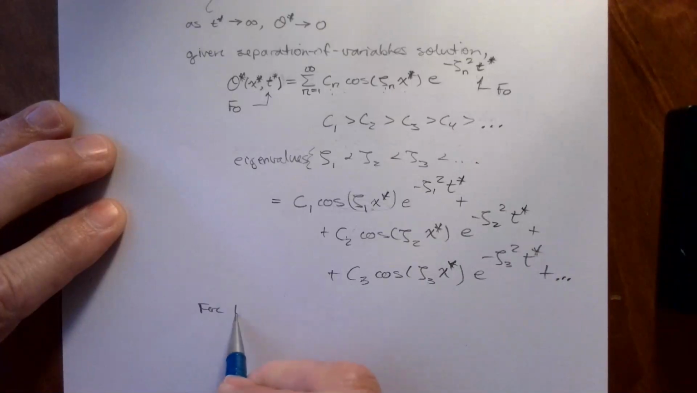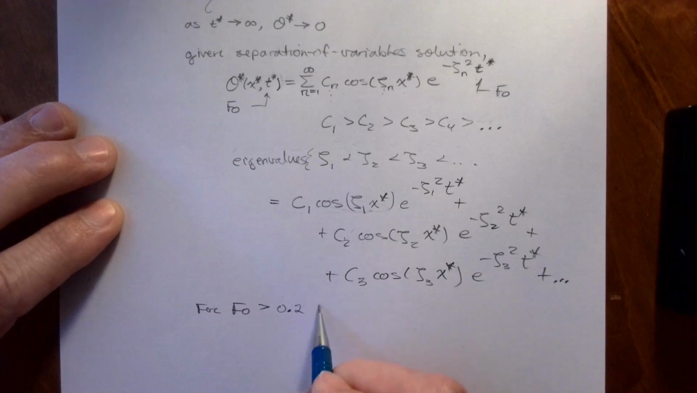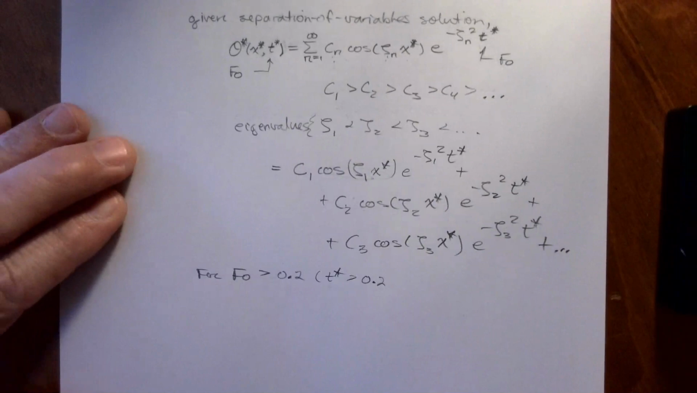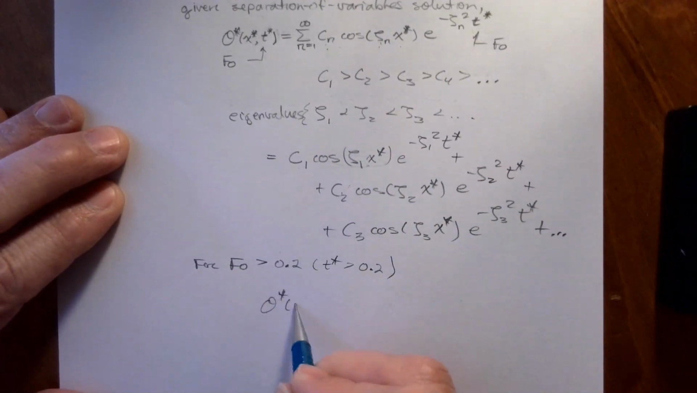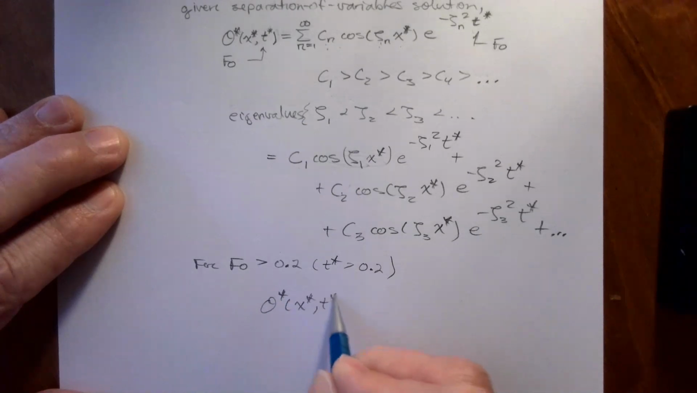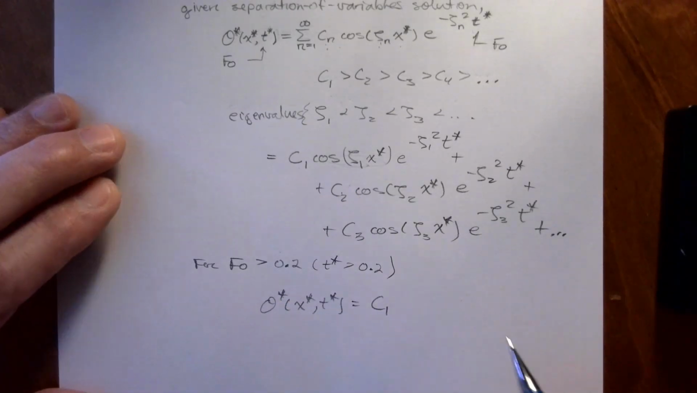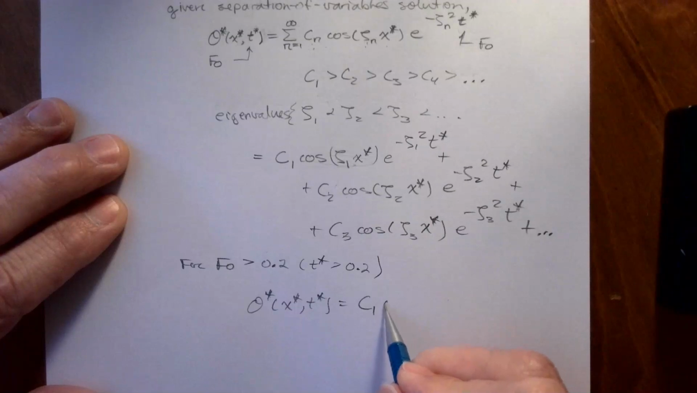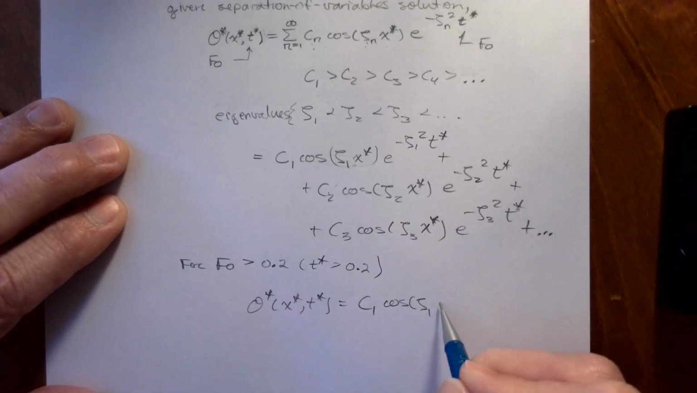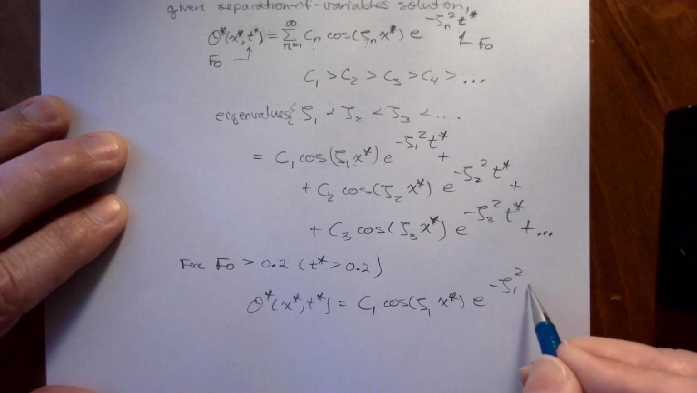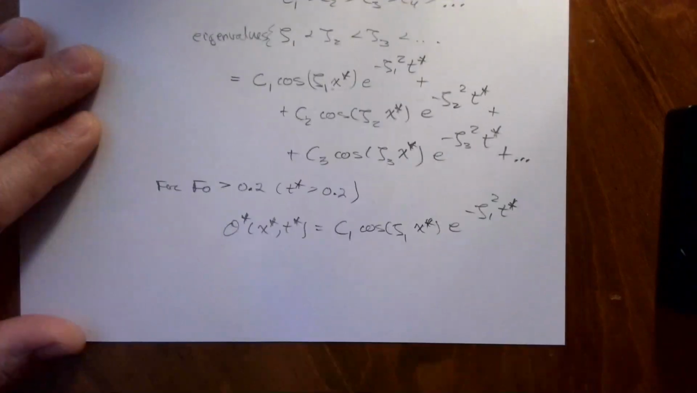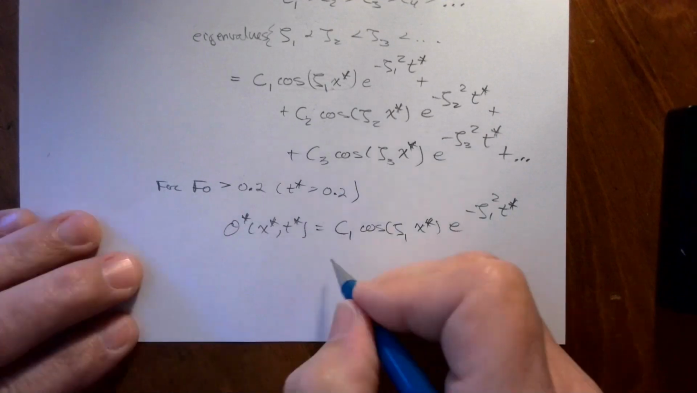So for the Fourier number greater than 0.2, which is the same thing as saying t star is greater than 0.2, then we're going to say theta star as a function of x star and t star is just equal to C1 cosine zeta 1 x star times e to the minus zeta 1 squared t star. So that's the solution that we'll use.